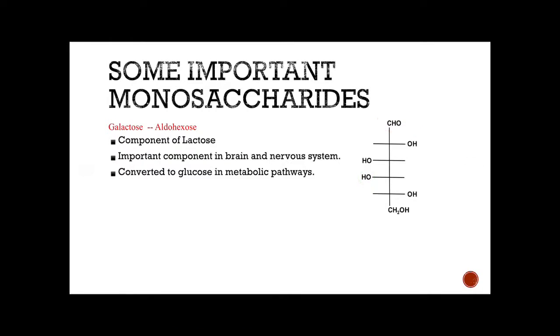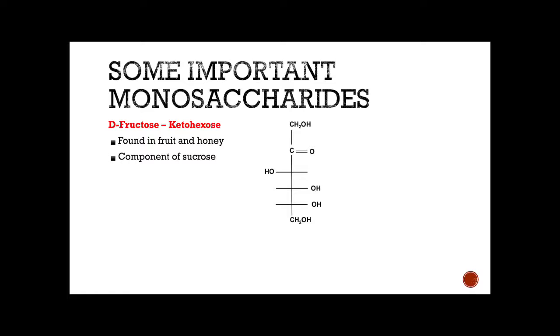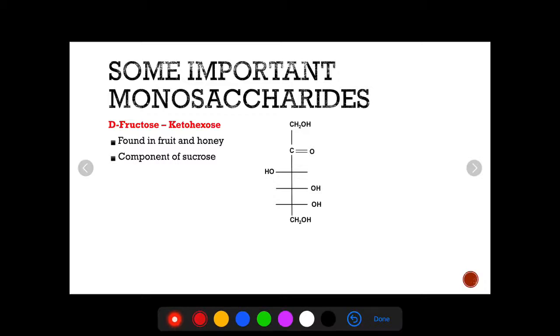And the next one we have is fructose, and it's a ketohexose, so there's a ketone group in there. It's right here. And since it's a hexose, there's 6 carbons in the chain: 1, 2, 3, 4, 5, 6. It's found in fruit and honey. It's a component of sucrose, and it's produced by hydrolysis of cornstarch to make high fructose corn syrup, and it's sweeter than sucrose. So it's used to sweeten drinks and prepared foods.